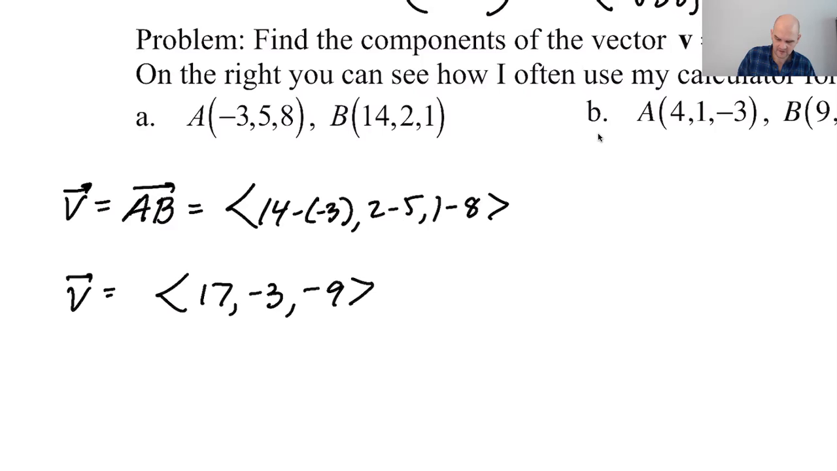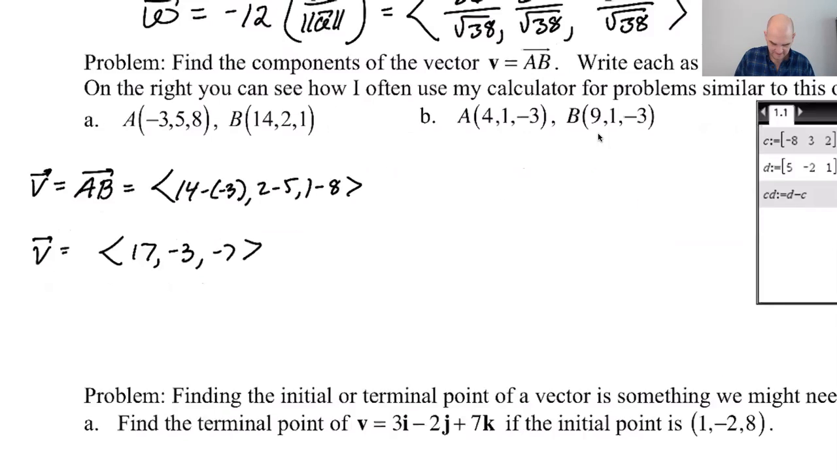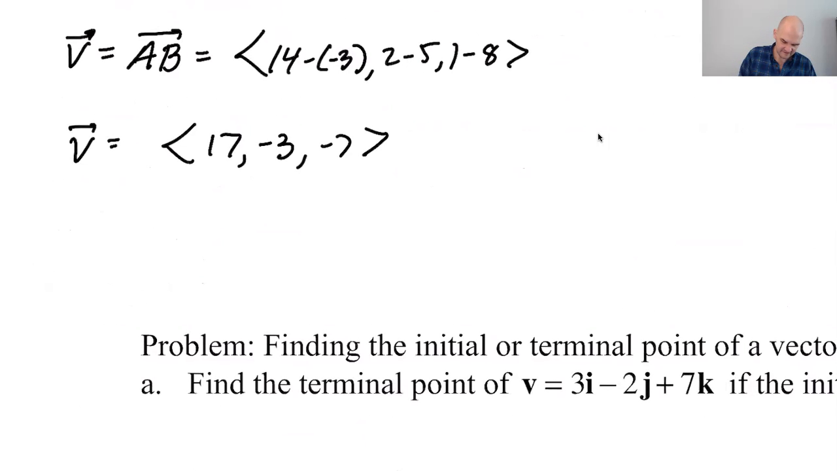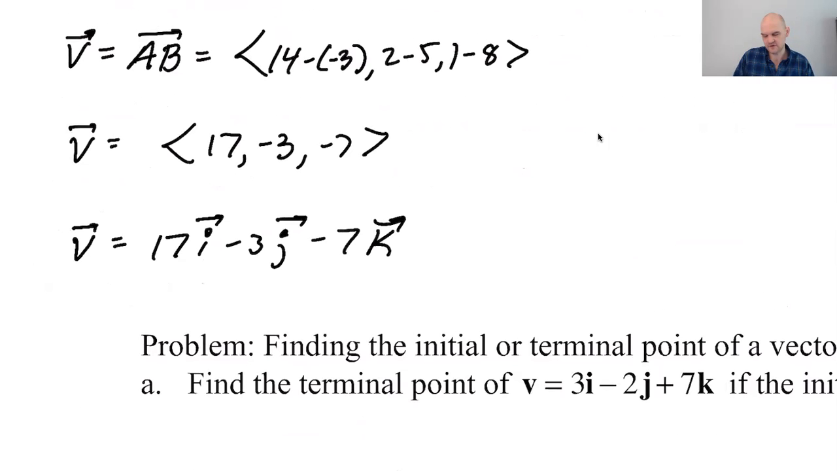Ooh, that's wrong. I would anticipate me making a lot of arithmetic mistakes in these, because that's what I do. So 17i minus 3j minus 7k. We'll check that on the calculator.